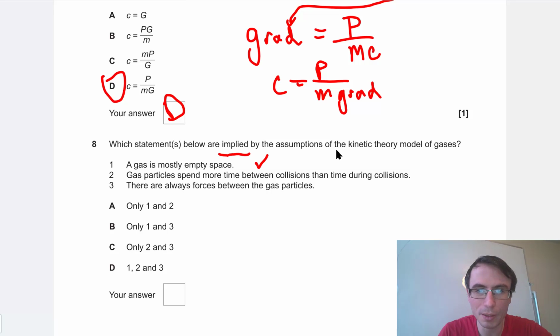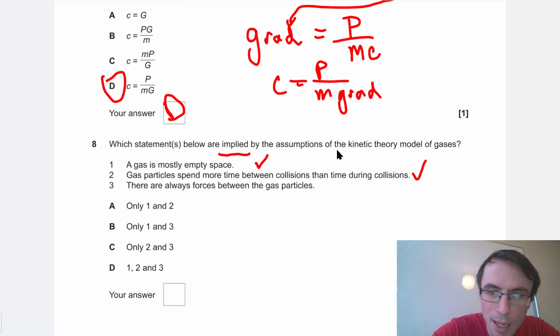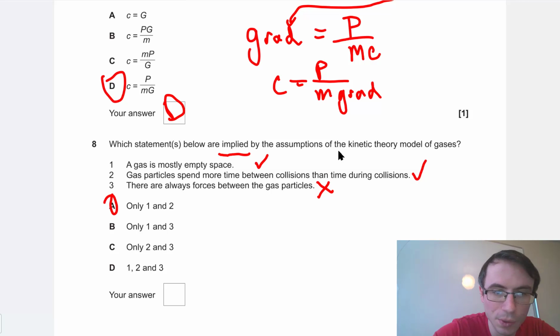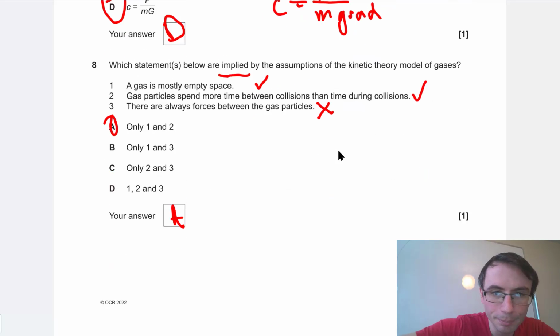Gas particles spend more time between collisions than during collisions. Yep, that's also true. There are always forces between the gas particles. The answer is no. We only take into account the forces during collisions. So 1 and 2, correct answer is A.